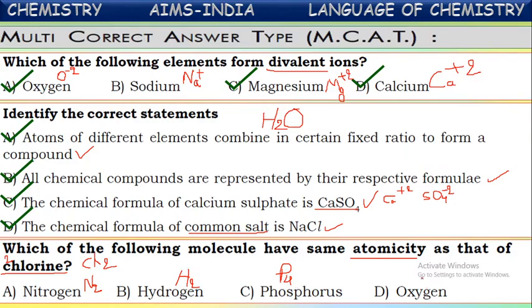Now what about oxygen? Molecular formula of oxygen is O2, and its molecule also has 2 atoms in each molecule. So it is also diatomic. Now, as chlorine is diatomic, nitrogen, hydrogen, and oxygen, these three also have the same atomicity as that of chlorine. Okay, these three are correct answers. Whereas phosphorus is tetraatomic. Atomicity of phosphorus is 4.